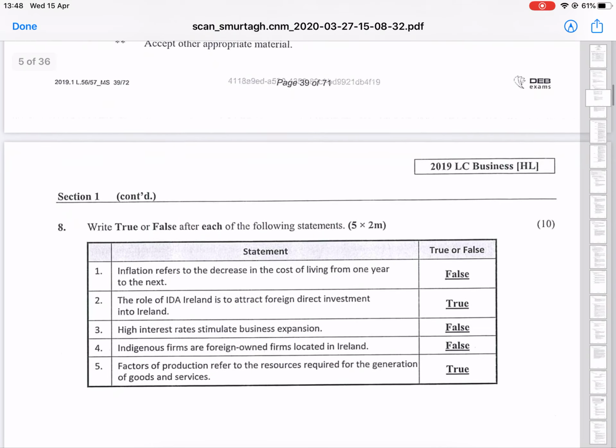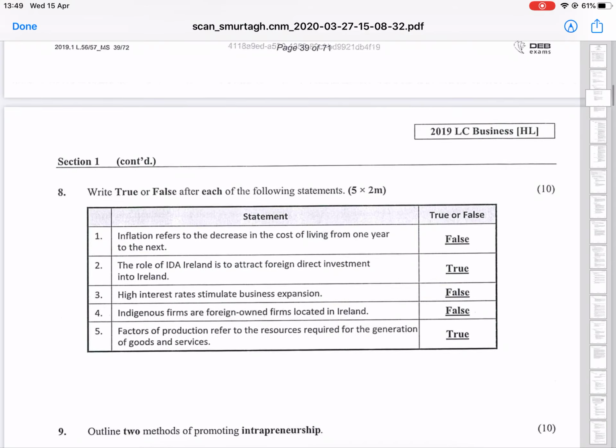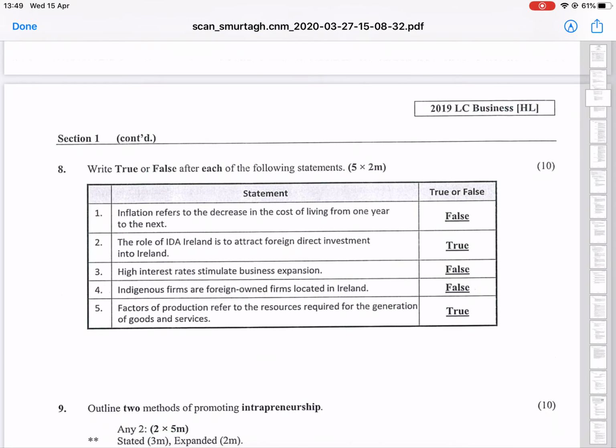High interest rates stimulate business expansion. They don't. High interest rates would mean that the cost of borrowing has gone up. You want borrowing to be low, so it encourages more borrowing of money. So high interest rates would not stimulate business expansion and have the opposite effect, so that's false. Indigenous firms are foreign-owned firms located in Ireland. That is false. Indigenous firms are Irish firms operating in Ireland, like O'Brien's Chocolate, for example. And the factors of production refer to resources required for the generation of goods and services. That is true. The factors of production, which we've recently done, are land, labour, capital and enterprise.